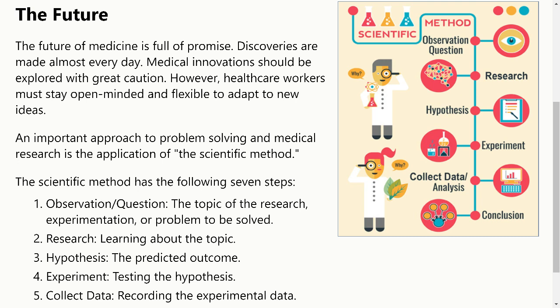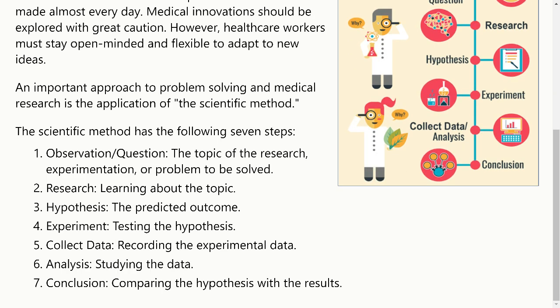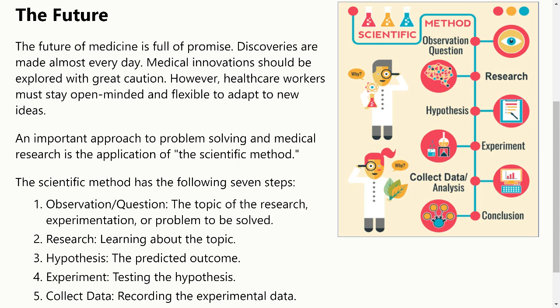It has 7 steps. So you have your observation or question. That's your topic. You have your research, you learn about the topic. Your hypothesis, that's your educated guess or what you think is going to happen. Experiment, you're going to test out your hypothesis. Collect data, you're going to record the experimental data. Analysis, you're going to study the data. Conclusion, you're going to compare the hypothesis with the results. So these are the steps to the scientific method.